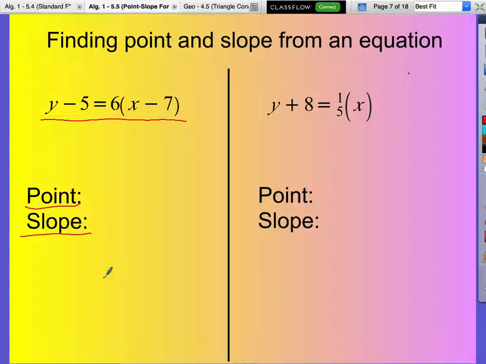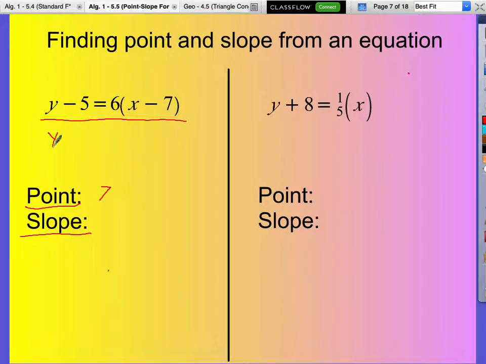What's the point we're using in this form? Our x comma y. Okay, so we gotta be careful. Negative 7, 5, 7. Which one's the x? Oh, wait, 7. And is it positive or negative?